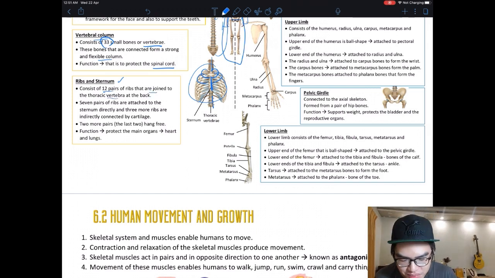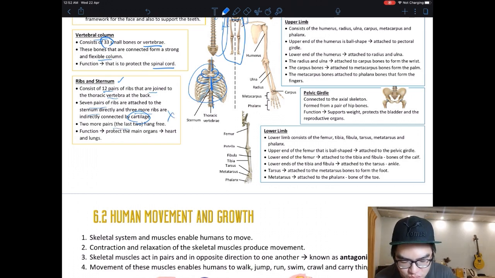This is not important. You have 7 pairs of ribs attached to the sternum. So 7 will attach to the front. 3 more are connected by cartilage. What is cartilage? Cartilage is soft bone. Your nose, can you see it's soft? Your ear, can you see it's soft? This is cartilage. And then 2 pairs at the last hang free. This is not important. You don't need to know.